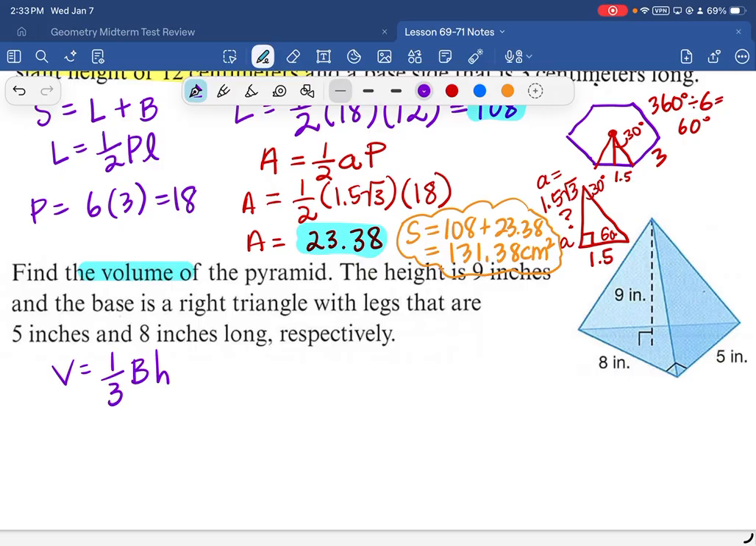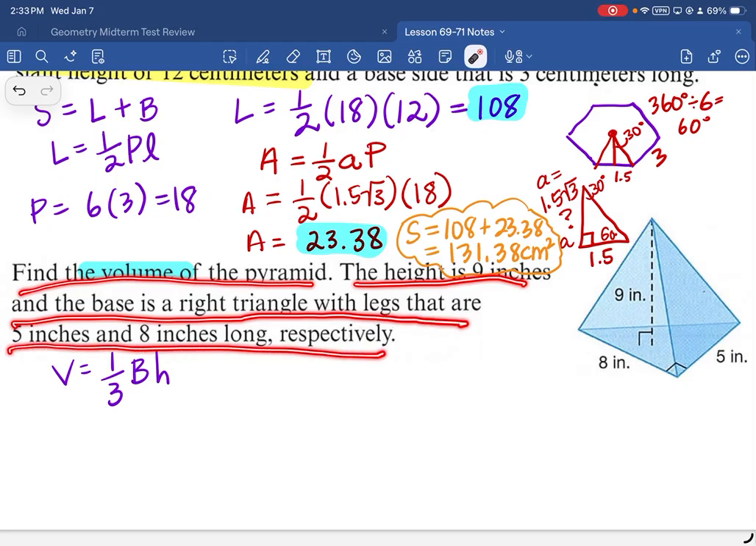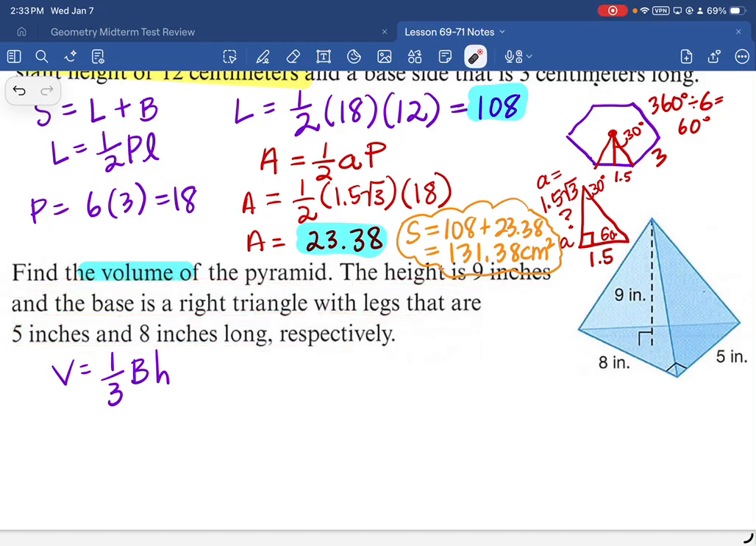Okay. Harper, will you read that one for me? Find the volume of the pyramid. The height is 9 inches and the base is a right triangle with legs that are 5 inches and 8 inches long, respectively. Okay. Well, I think y'all can handle this one without me because y'all know how to find the area of a right triangle, base times height divided by 2. And they gave you the altitude, which is the height of 9 inches. So y'all try to solve this one on your own.